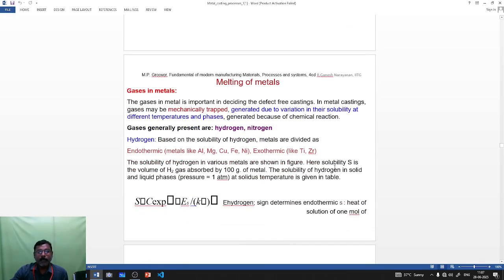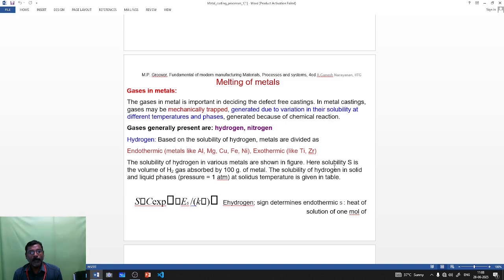Then gases in metals in the metal casting process. The gases in metal are important in deciding defect free castings. In metal castings, gases may be mechanically entrapped, generated due to variation in solidification at different temperatures, or generated by chemical reactions. The gases generally present are hydrogen and nitrogen.